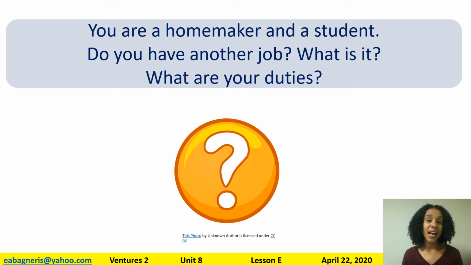If you wrote down student, maybe you talked about doing homework, going to class on time, listening to the teacher, asking questions, taking tests, studying for tests. You do many things as a student, okay? And if you had another job, I'm sure you had a long list of duties you do for that job too.